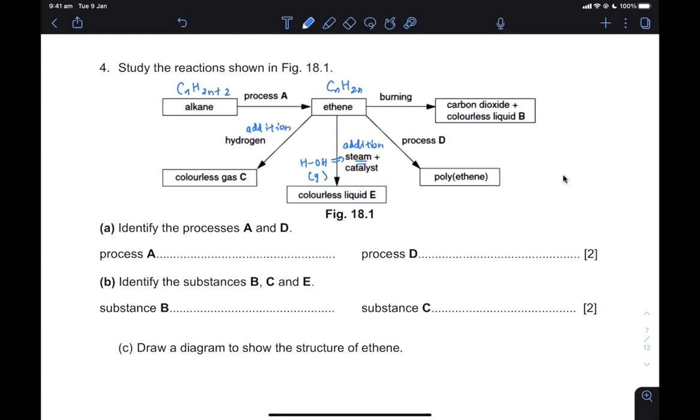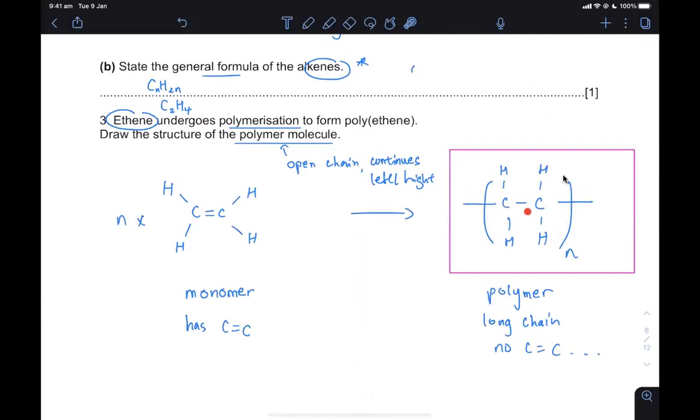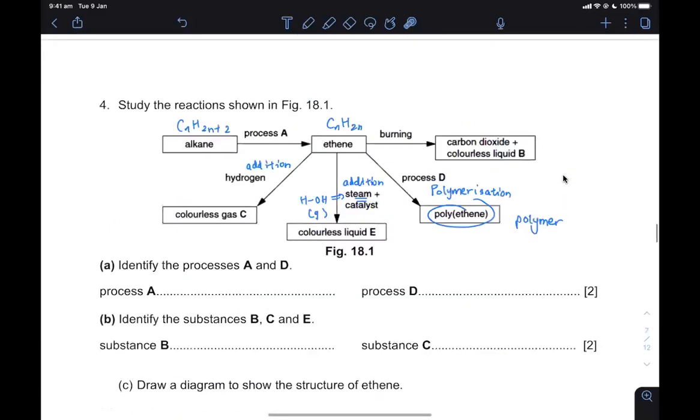And then this is polyethylene. Remember, we just talked about the polymer just now. So this reaction is called polymerization because I am forming polymer from the alkene that has a carbon-carbon double bond to the polymer that has no more carbon-carbon double bond, which is now part of a long chain. So there's a polymer, and this is carbon dioxide and a colorless liquid.